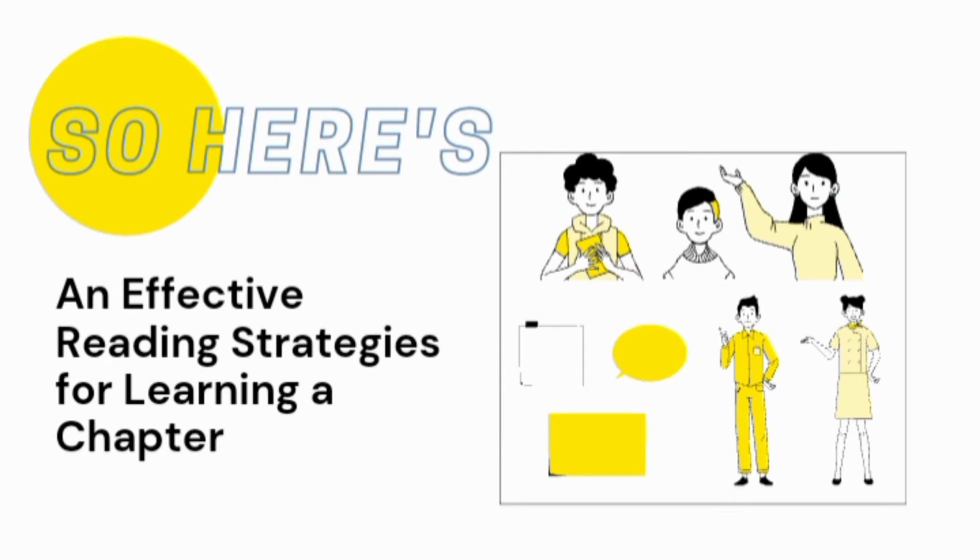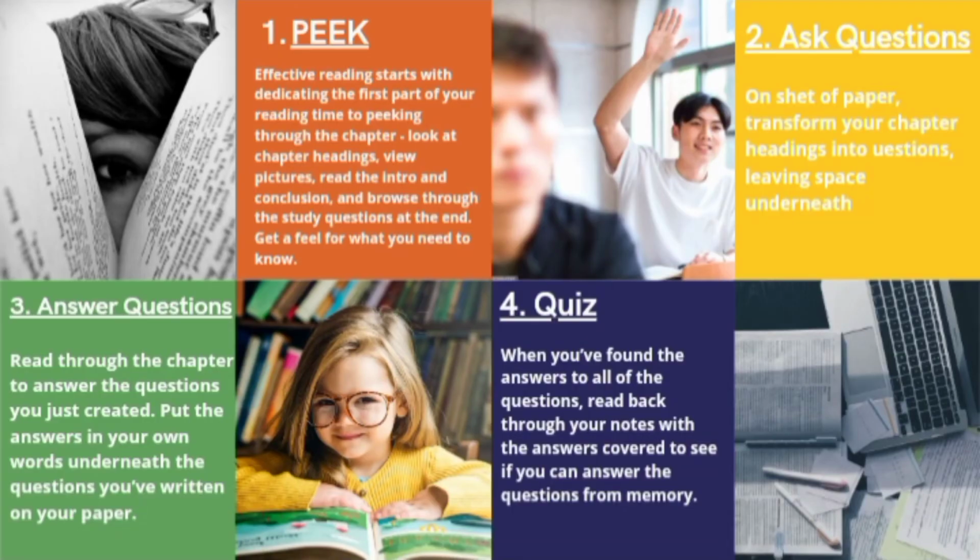So here are effective reading strategies for learning a chapter. Number 1. Pick. Effective reading starts with dedicating the first part of your reading time to picking through the chapter. Look at the chapter headings, view pictures, read the intro and conclusions, and browse through the study questions at the end. Get a feel for what you need to know.